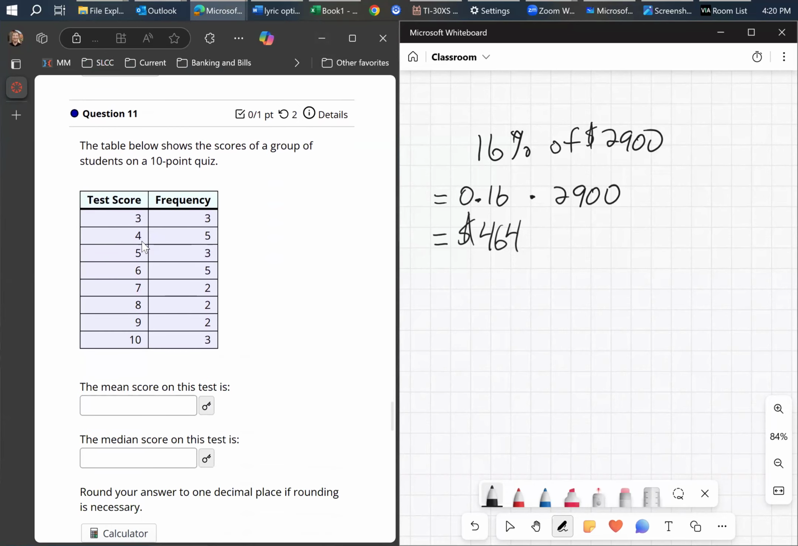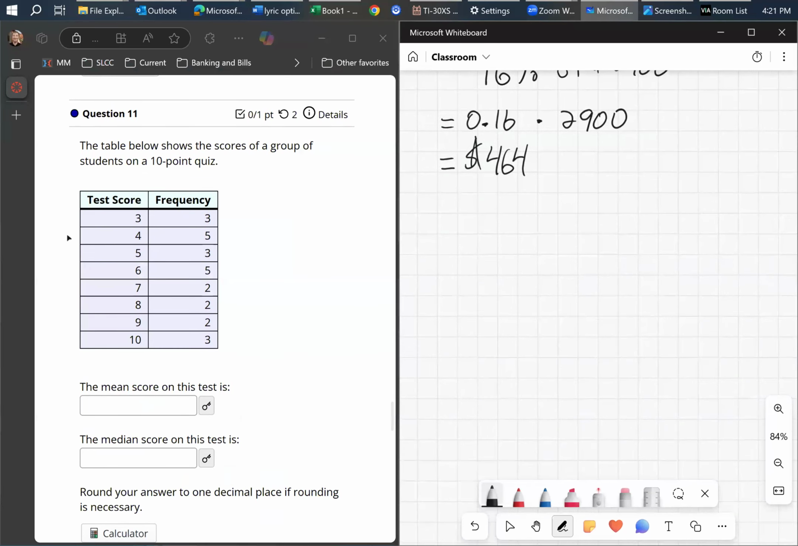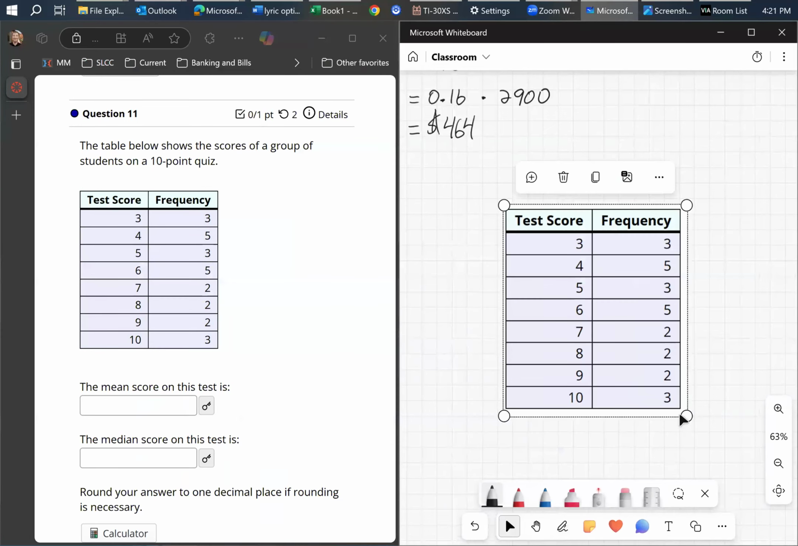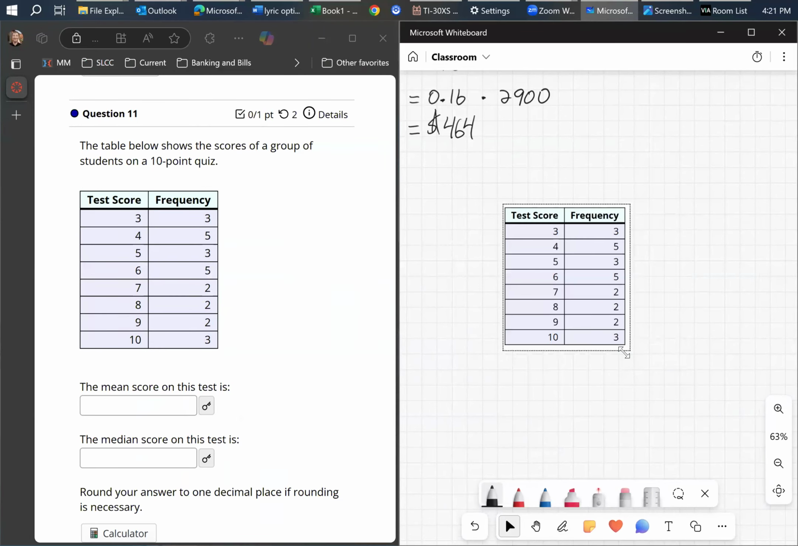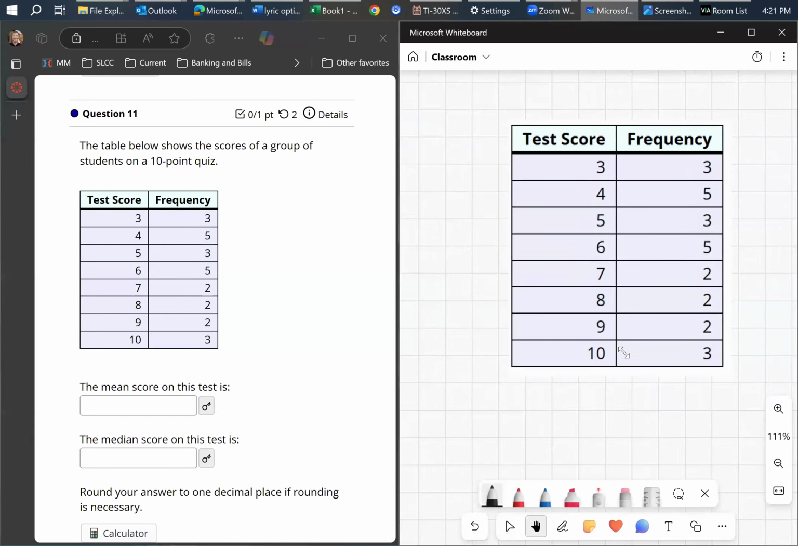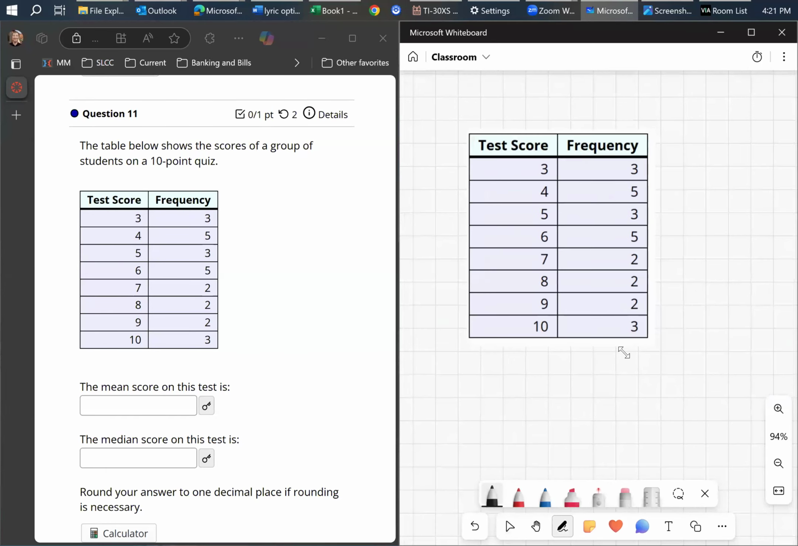Okay, next up, we have a frequency table. So let me recreate this. From this frequency table, we want to find the mean, first off. We know the mean is the sum over the total.